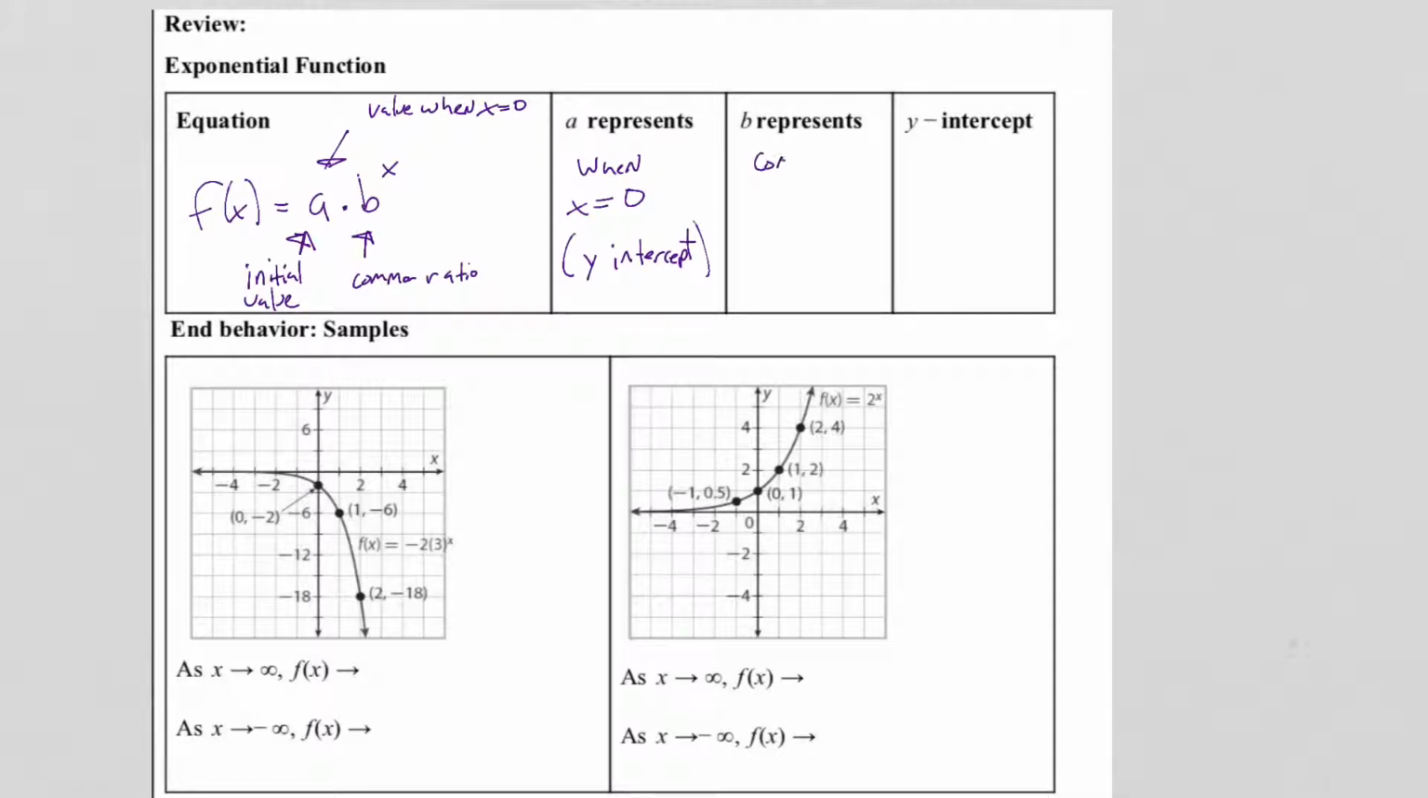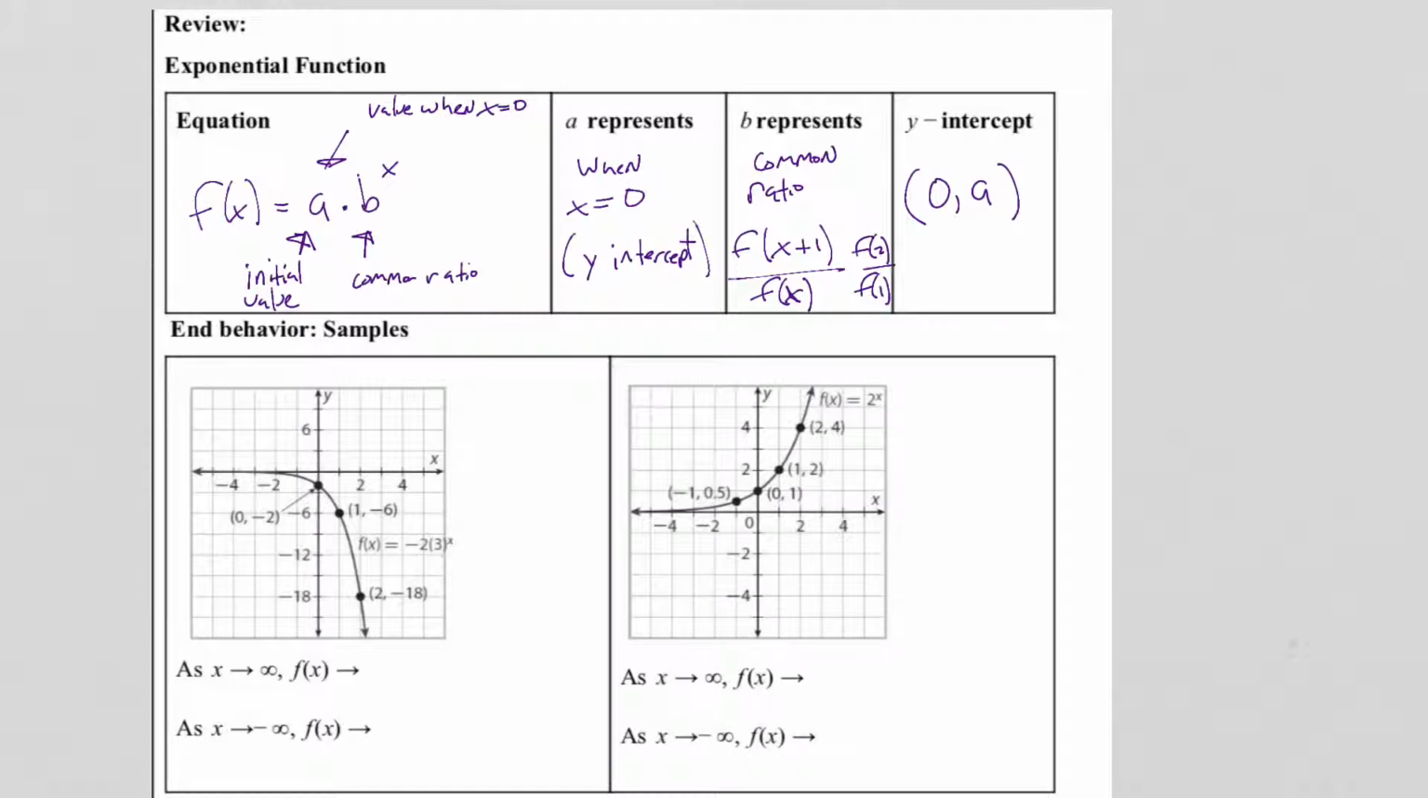And b represents the common ratio. And you can find that by taking f of x plus 1 and dividing it by f of x. So, right, if you know the second term and the first one, that'll also give you your common ratio. The y-intercept when x is 0 is whatever the value of a is.